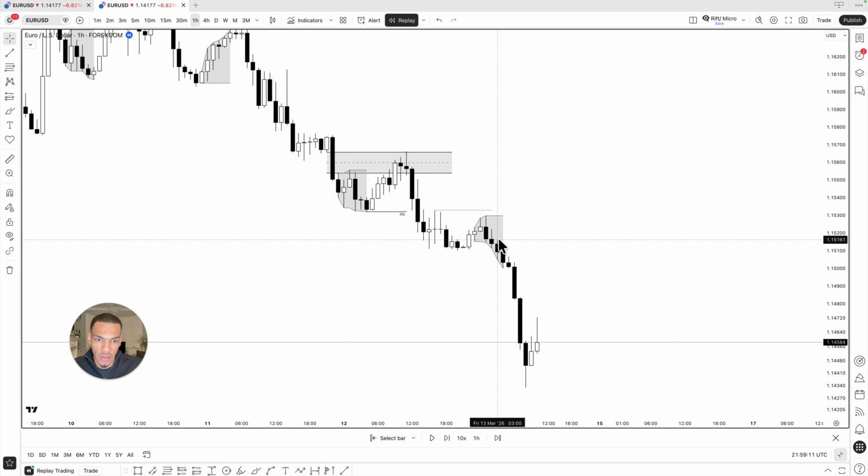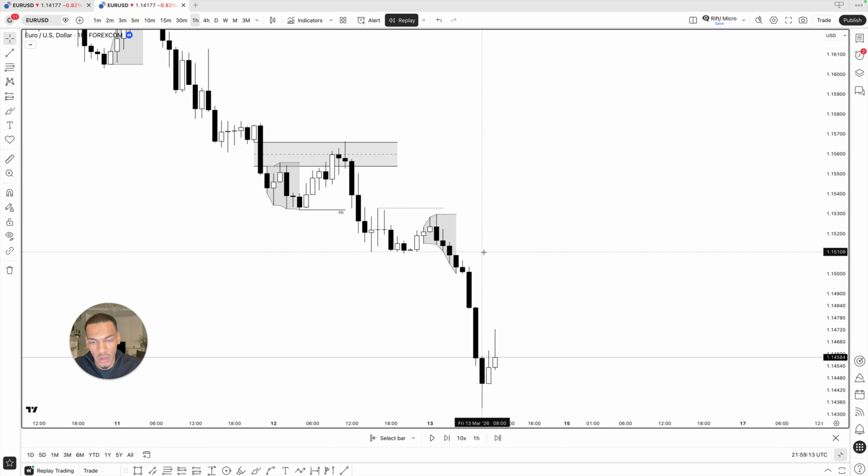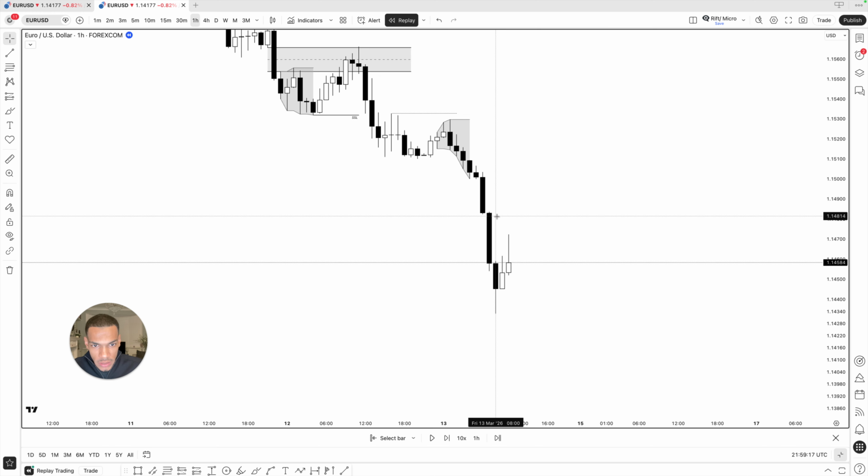So Asia, very low in volatility. We get this small little range. And then as Europe opens, you see we get these two imbalances which print, right? First one opens up here. And then the second one opens up here.